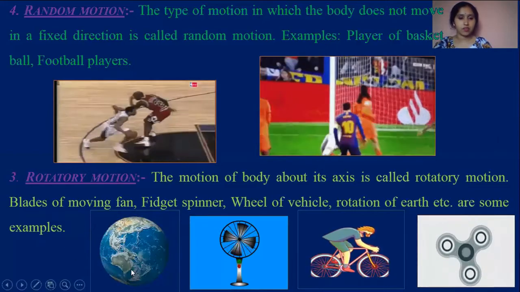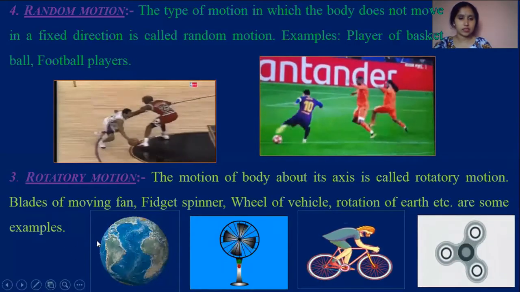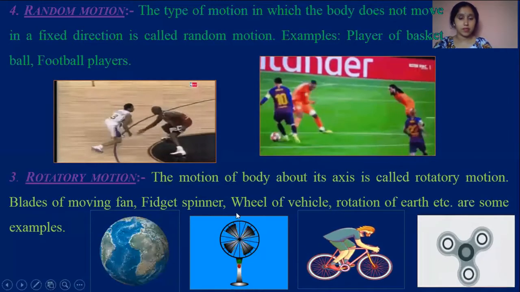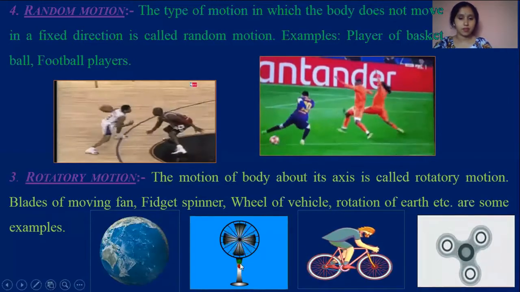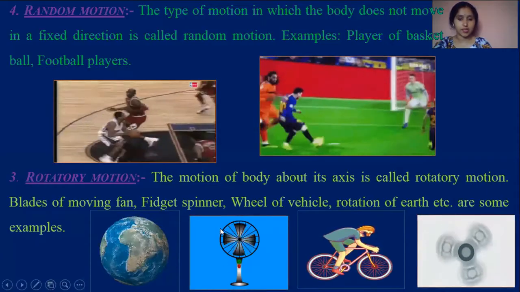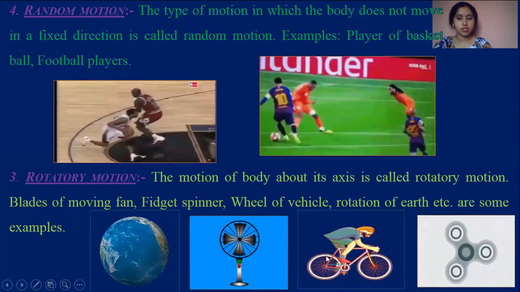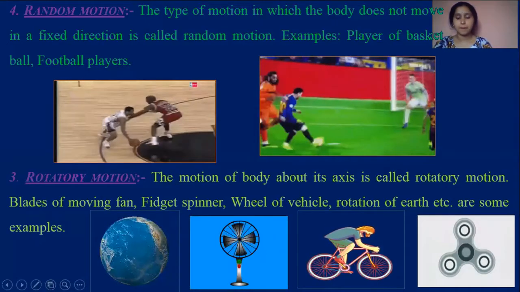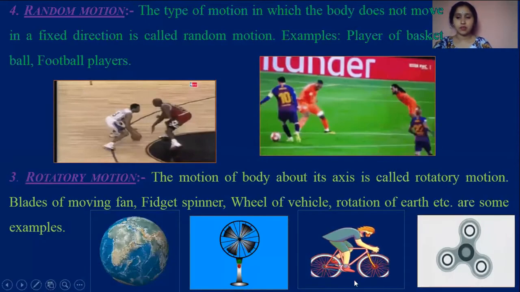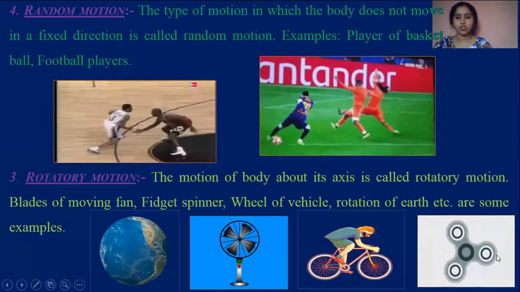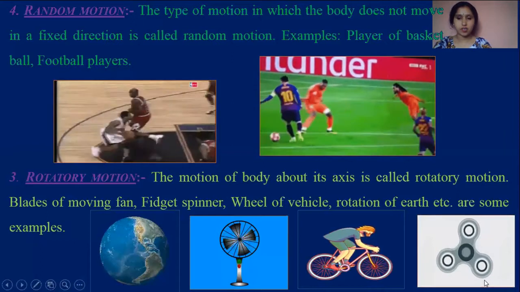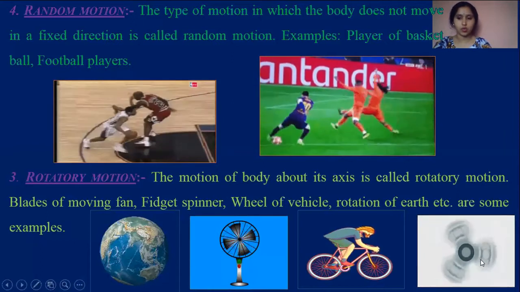Like the rotation of earth, you can see it is moving on its own axis. Blades of a fan, they are also moving on their own axis. Similarly, if you see these wheels of a bicycle, they also have rotatory motion. And the fidget spinner, boys especially love to play with this. Yes, this also has rotatory motion. It is moving on its own axis.